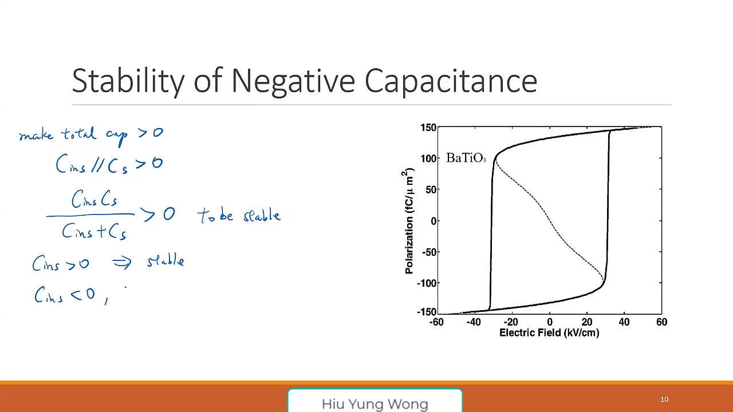One possibility is to have Cins, the absolute value, larger than Cs. When this is large, both the denominator and numerator will be negative. So it is larger than 0. And I still have the negative capacitance here. Is this okay? Now, what do I mean by stability, right? This one I can really just say it. It's very difficult to explain unless we write a chapter about this.